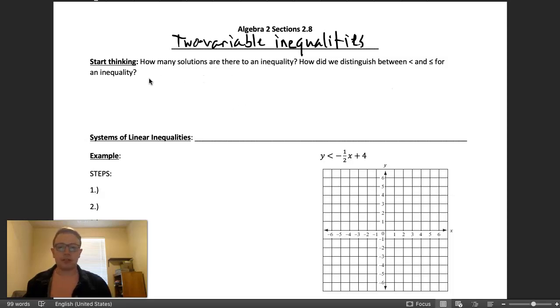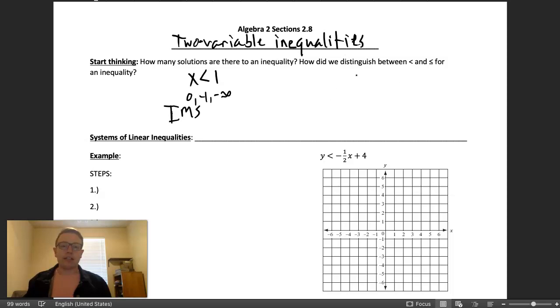So for this first one, how did we do this? If we were to say something like x is less than 1, well, how many solutions are there? It could be 0, it could be minus 1, it could be anything all the way out till minus infinity. So our inequalities will always have infinitely many solutions. Shorthand that to IMS.